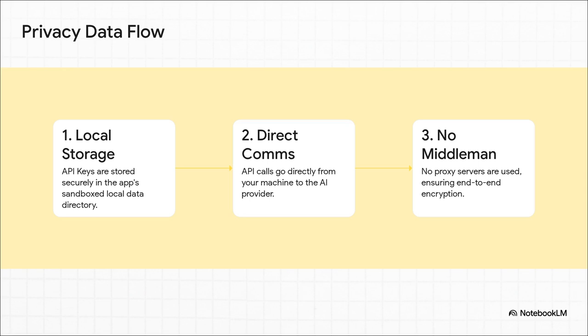So, how do they actually pull this off? Well, the data flow couldn't be simpler or more direct. Your API keys are stored locally, right there in the app's sandbox folder. Then, any calls you make go straight from your machine to the AI provider. OpenAI, Anthropic, whoever. There is no middleman, no proxy server in between. And that means Pluely never sees or logs your data. End of story. Honestly, this is the blueprint for how you build a truly private AI app.